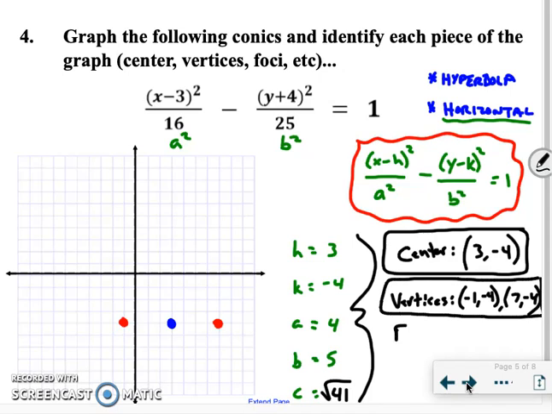If next we're thinking about the foci, if we were to consider the foci, go ahead. Yeah, go ahead. It's fine.